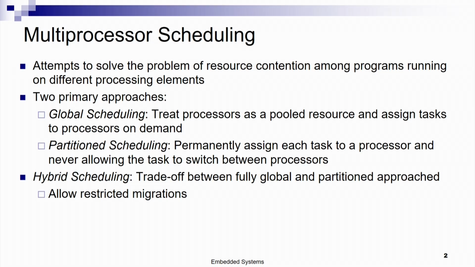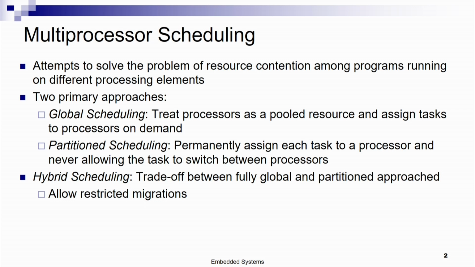For example, let us say you have a task consisting of a sequence of jobs J1, J2, J3, J4. J1 can run on processor 1, J2 can run on processor 2, J3 can again run on processor 1, J4 can run on processor 3, likewise. So, we have allowed restricted migration. You are allowing job-level migrations and therefore, it is not fully global scheduling and it is not fully partition scheduling.